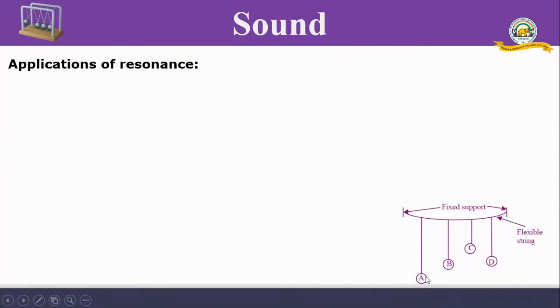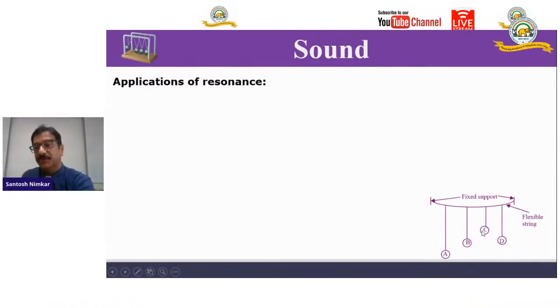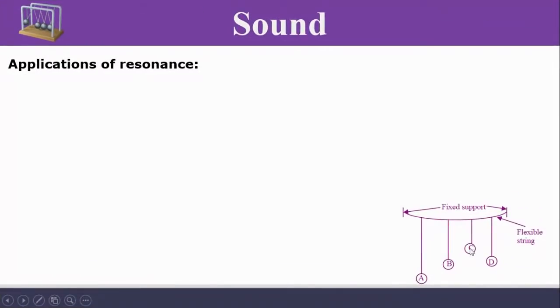So the free vibrations of A do not assist the vibrations of B, C, and D continuously, and therefore the amplitude is smaller. If I repeat, I bring all of them to rest and repeat the same thing by displacing C, you will observe the same thing, because the frequency of C does not match with the frequency of A, B, or D. Now you bring all of them to rest and disturb B or D.